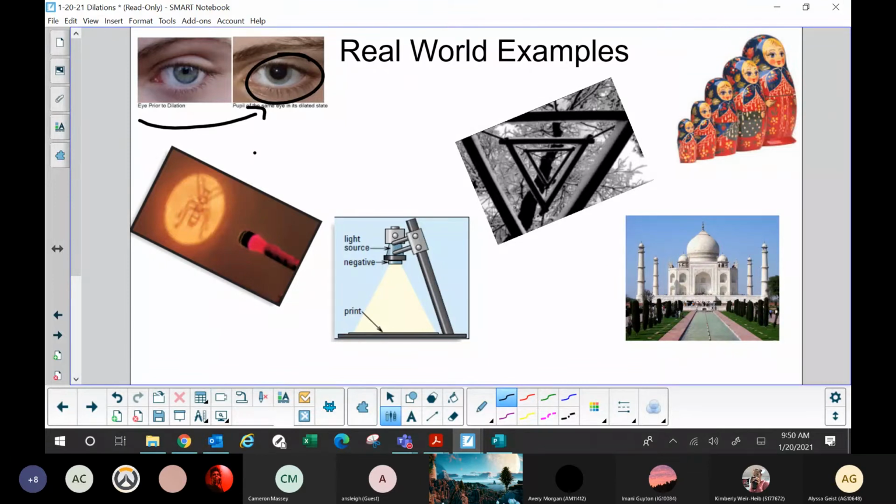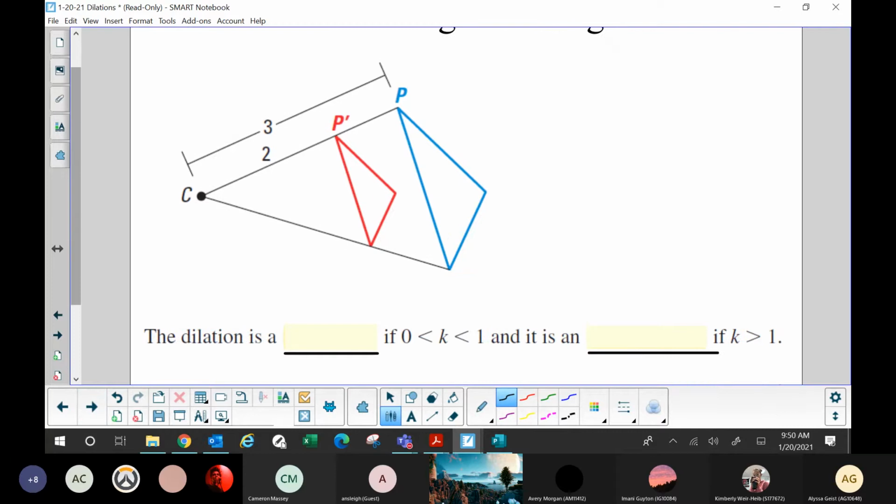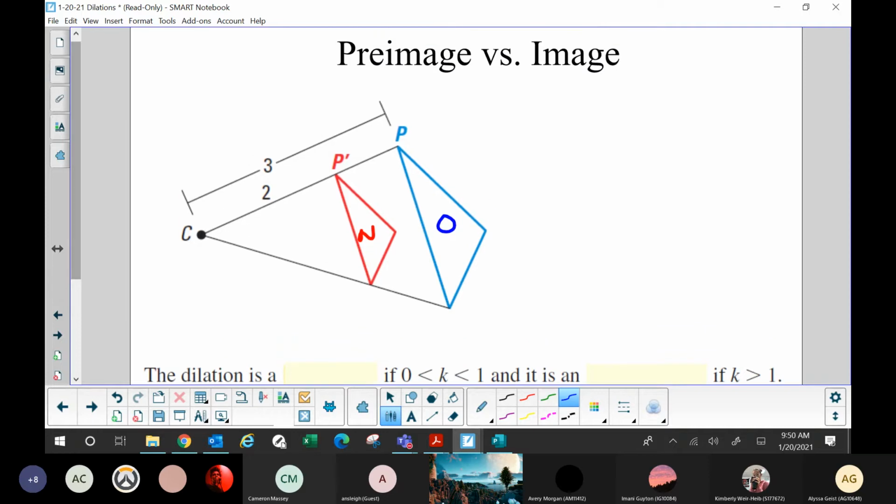Okay, so what this means for geometry is when you have a pre-image and an image, when you're trying to find the scale factor, it's dilating from a center. It's getting smaller, it's getting larger. Okay, so in this picture, do you see that the new image has the prime marks? Okay, so the new image is in red. I'm gonna put new here. Okay, and then the old image is in blue. Okay, so this is getting smaller. Can you see that going from blue to red? It's getting smaller. So we would call this a reduction.